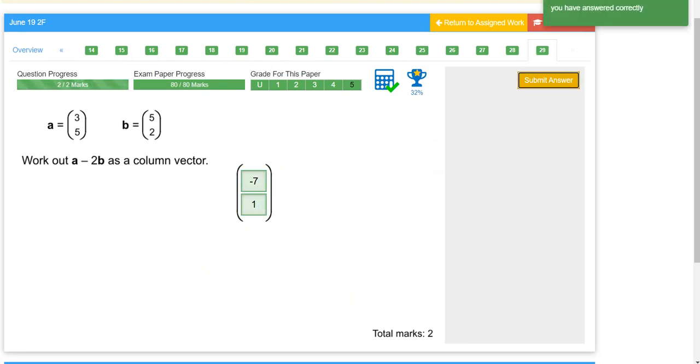And it looks like we have got to the end of the paper. So we would have got full marks for this examination paper. So as I said at the very beginning, I hope that's been helpful to you to see how we would go through these questions.